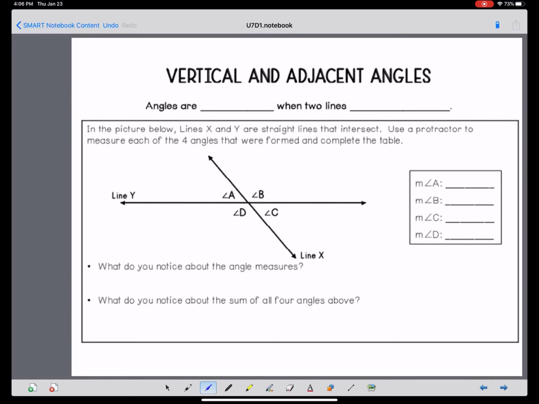Okay, let's go on to the next one. Vertical and adjacent angles. So angles are formed when two lines intersect.